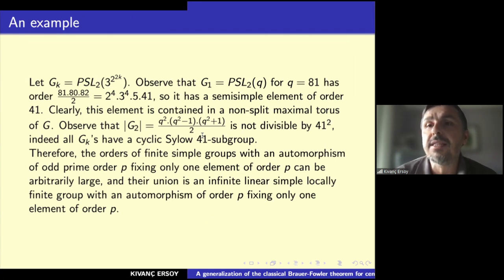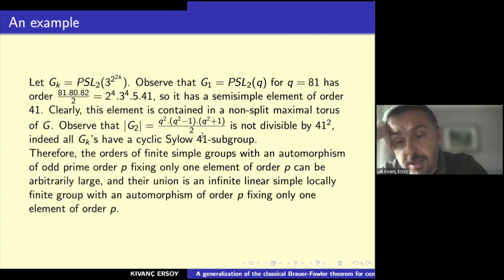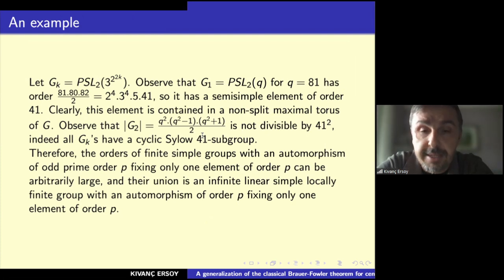So at the beginning, I thought about generalizing this concept of 2: what happens if we bound the order of the automorphism by the rank? Automorphisms of order greater than the rank would be regular semi-simple elements, which is different, and for the smaller ones, they can have small simple groups in their centralizers. But later I thought about different versions of the problem. Therefore, the orders of the finite simple groups with an automorphism of odd prime order P fixing only one element of order P can be arbitrarily large, and their union is an infinite linear simple locally finite group with an automorphism of order P fixing only one element of order P. This is a very crucial difference from the case P equals 2.